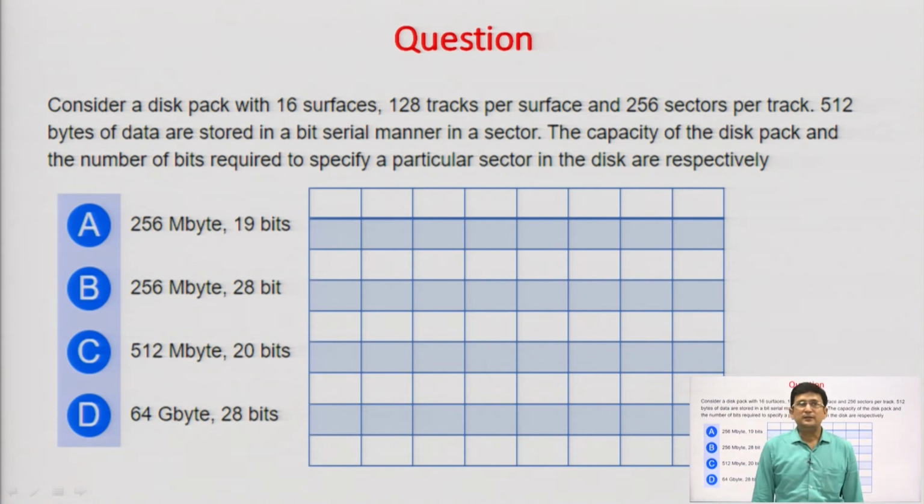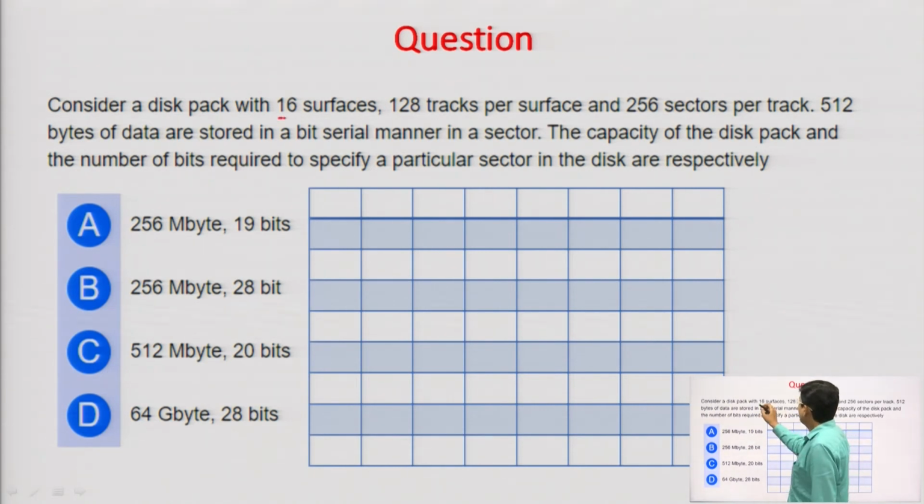Let us solve another one. This is saying that there are 16 surfaces, 128 tracks per surface, 256 sectors per track and 512 bytes of data are stored in bit serial manner. The capacity of the disk pack and the number of bits required to specify a particular sector in the disk respectively are.